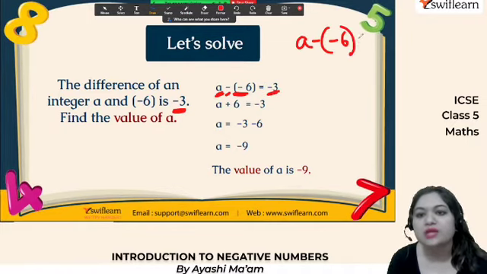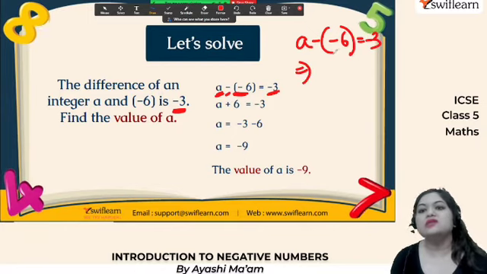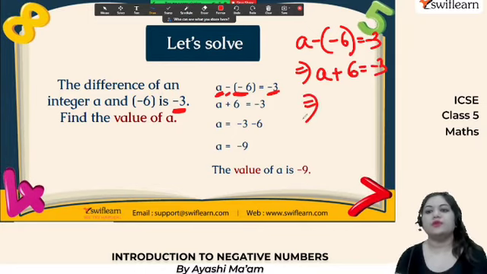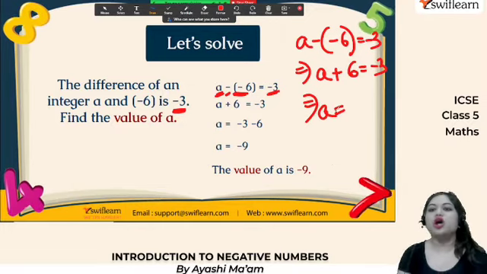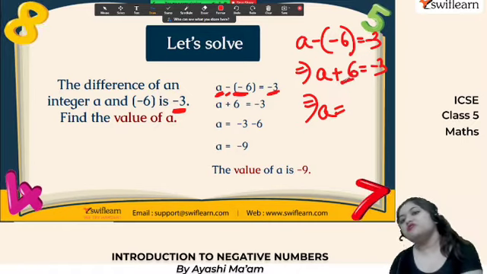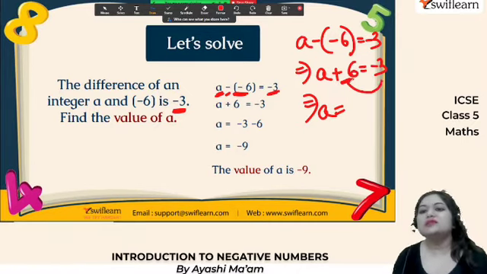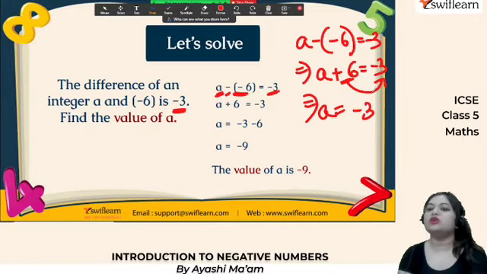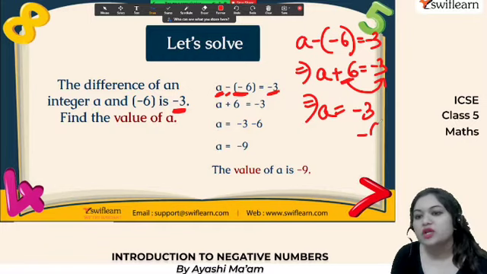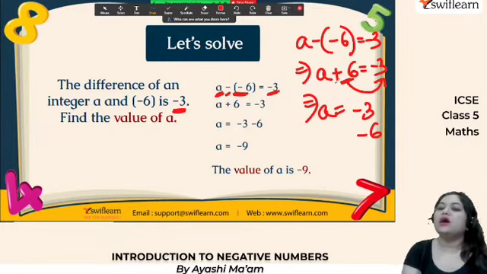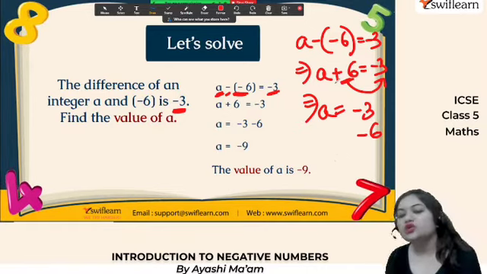A minus of minus 6 is minus 3. Minus and minus will become plus. So a plus 6 is equal to minus 3, right? So a will be equal to, solving this equation, whenever we are shifting this 6 from the left hand side to the right hand side, the sign is going to change. So this minus 3 will remain the same, and the plus 6 will become minus 6. Why? Because we are taking the plus 6 from the left hand side and shifting it to the right hand side.